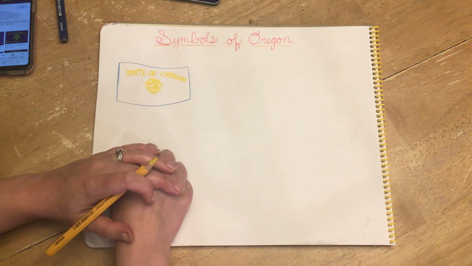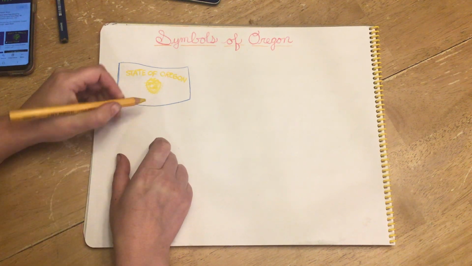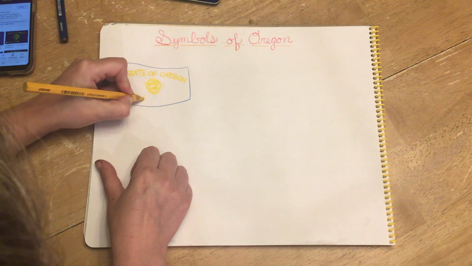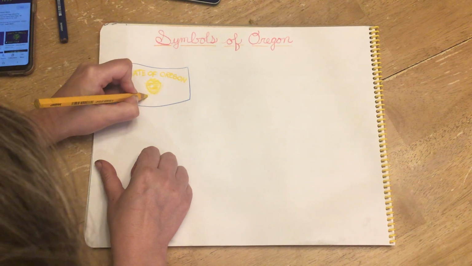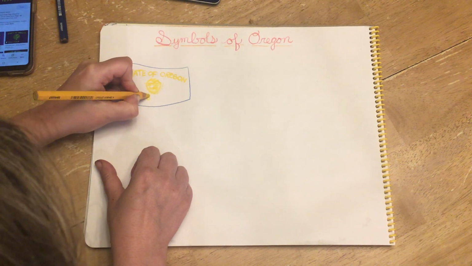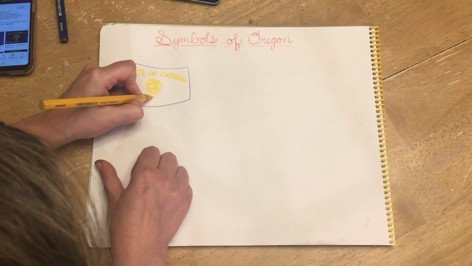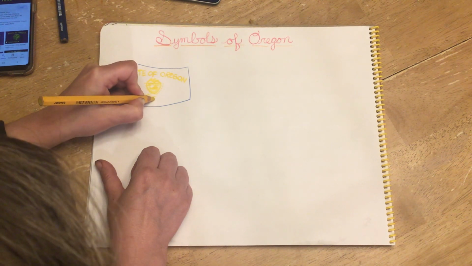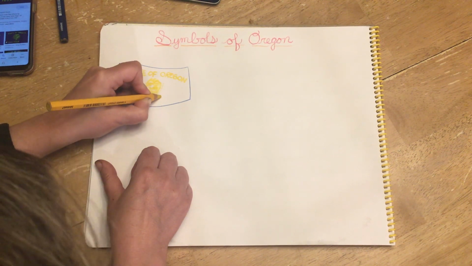And then at the bottom is the year that Oregon became a state. And what year is that? Bingo, it's 1859. So 1859.